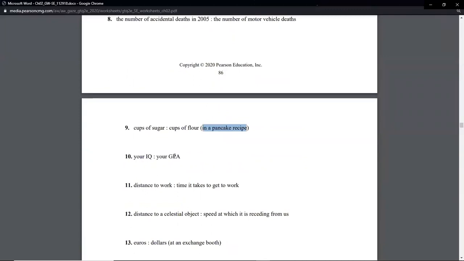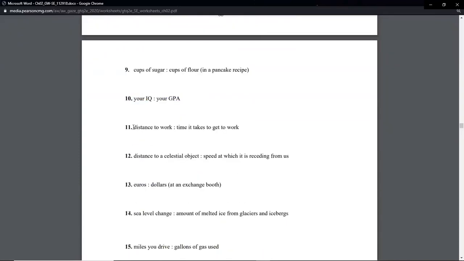Your IQ versus your GPA. I have one word that I'll say that spoils this one: laziness. All right, distance to work versus time it takes to get to work. Don't think about traffic and different paths you can take. Keep it simple. Number 12 is literally the same thing as number 11, even though it sounds a lot crazier.